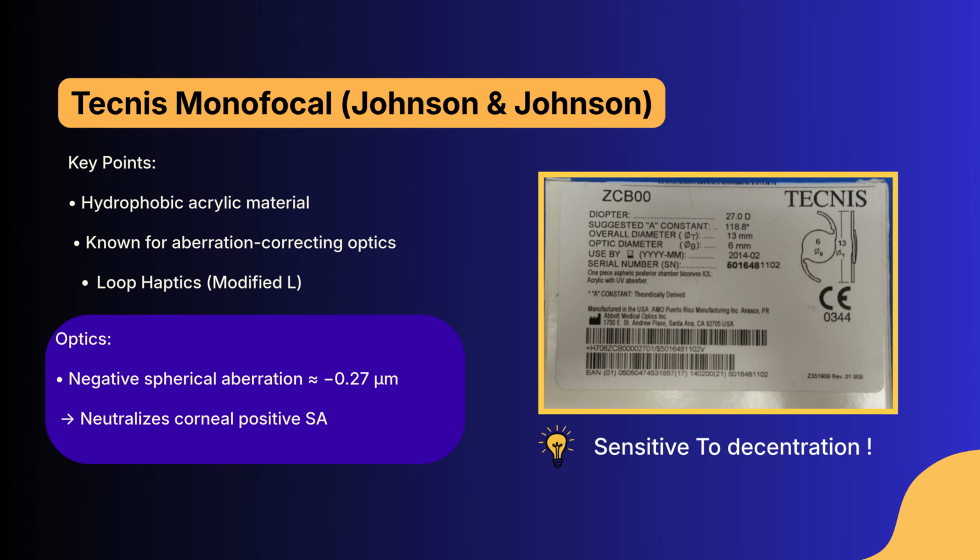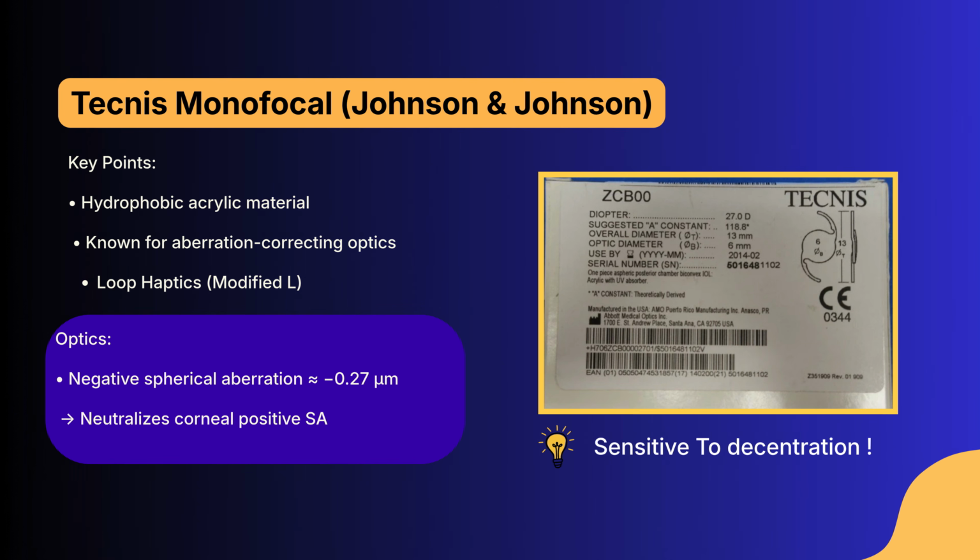The first one is Tecnis from Johnson & Johnson. The Tecnis Monofocal IOL provides full spherical aberration correction of minus 0.27 microns using the anterior surface asphericity. This will give the maximum contrast when perfectly centered. However, because the correction is on the anterior surface, even slight tilt can induce significant coma.